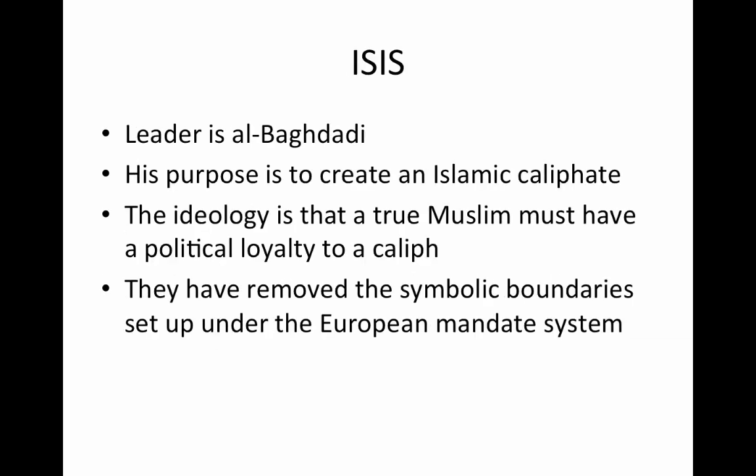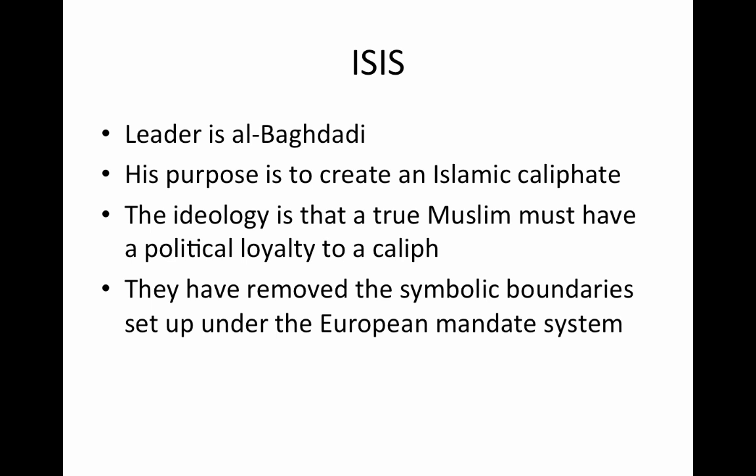The leader of ISIS is al-Baghdadi, and al-Baghdadi wants to create what he believes is the most pure form of Islam. In Baghdadi's way of looking at the world, you cannot be a true Muslim unless you live under an Islamic caliphate. Remember, Islam is not only a religion, it's also a form of social justice, or a political religion, in which there is a belief that you establish a just government. So under this type of belief, Baghdadi has made the argument that a true Muslim must have a political loyalty to a caliph if they are to be a true Muslim.